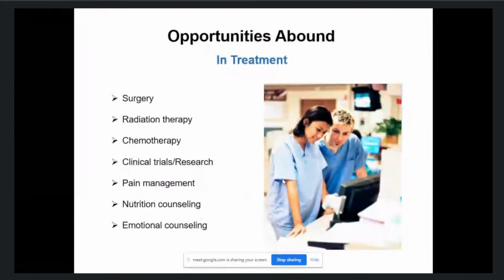Then opportunities in treatment, how we can treat the patient. There are different options like surgery and chemotherapy. Emotional counseling is also there. Not only are you going to be a physician, you can opt for counseling, where you will be counseling cancer patients for their emotional healing, because we know how someone feels if they suddenly find out that they have cancer. So there are various options we can see.